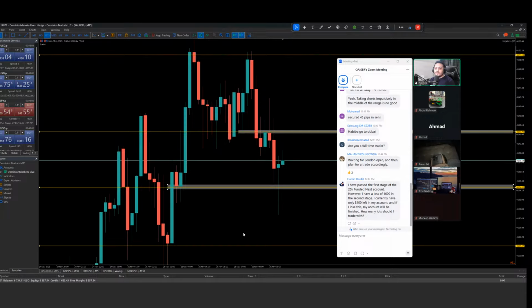Okay, I have passed the first stage of 25K funded. Next, however, I have a loss of 1600 in the second stage. I currently have only $400 left in my account, and if I lose this, my account will be finished. How many lots should I trade with?